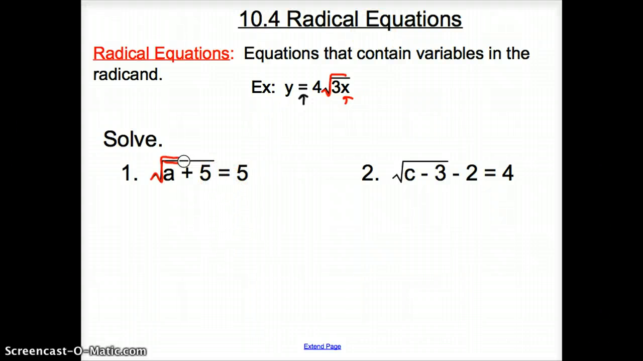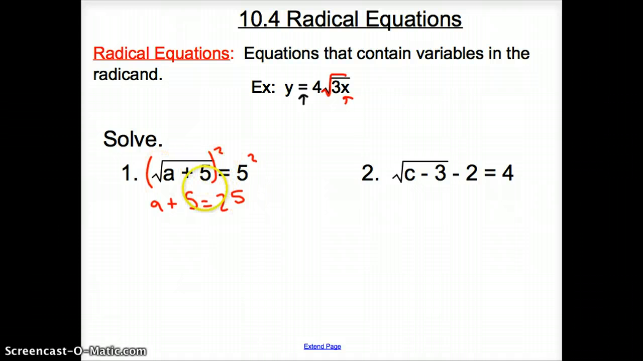And how do you solve for something like this? Well, the very first thing we want to do when we get the square root by itself is to get rid of the square root. How do we get rid of the square root? Well, we get rid of a square root by squaring it. What we do to one side, we have to do to the other side. So we have to square the other side. Now the square completely removes the square root. So now we'll be left with a plus 5 equals, and then 5 squared is 25.